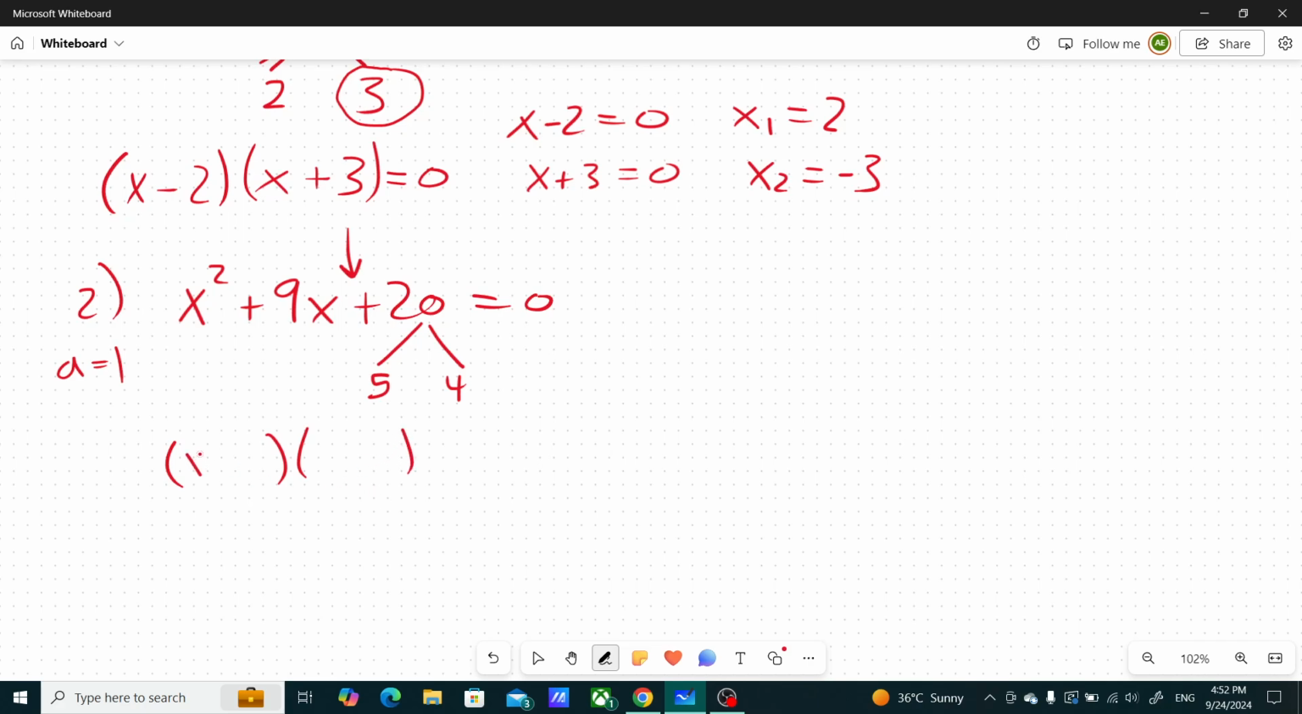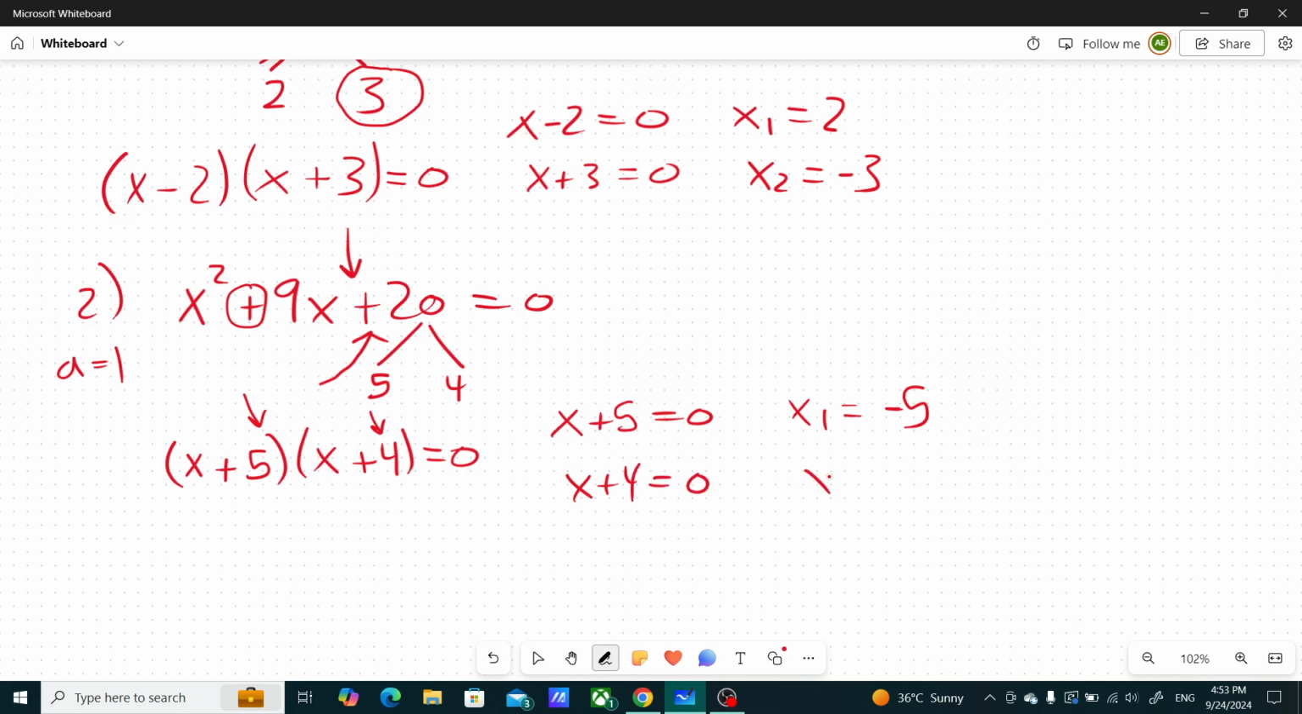I will open the bracket, put an x, first factor, second factor. I will again look at this sign. Since it's a plus, both factors, the 5 and the 4, will take the middle sign. So whatever the middle sign is, it will be for both. So since the middle sign is positive, the 5 is going to take a plus and the 4 is going to take a plus. This is equal to 0. So I have x plus 5 equals 0, giving me an x1 of minus 5. And then x plus 4 equals 0, giving me an x2 of negative 4.